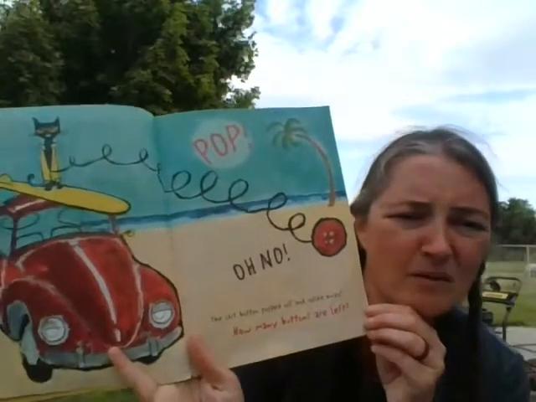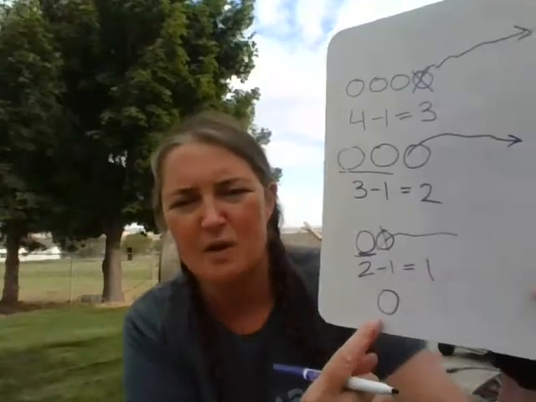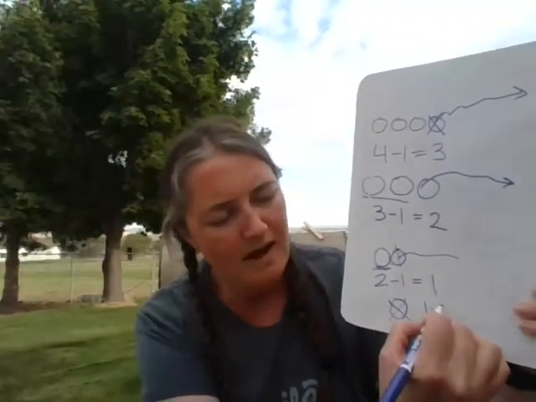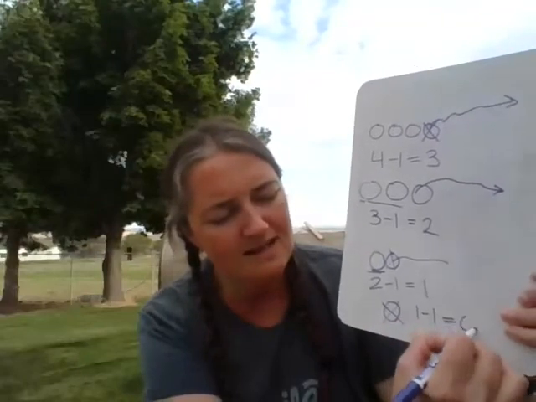I hope you were singing with me. Pop! Oh no! The last button popped off and rolled away. How many buttons are left? Draw your picture and write your equation. All right, let's see if you got it. There was one button. It popped off. 1 minus 1 equals 0.